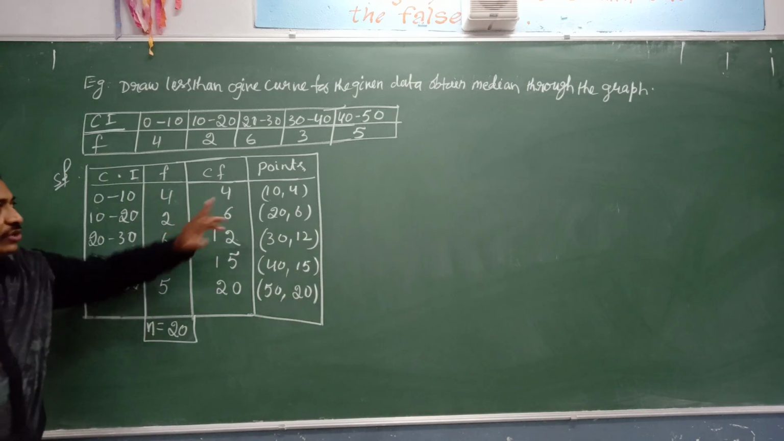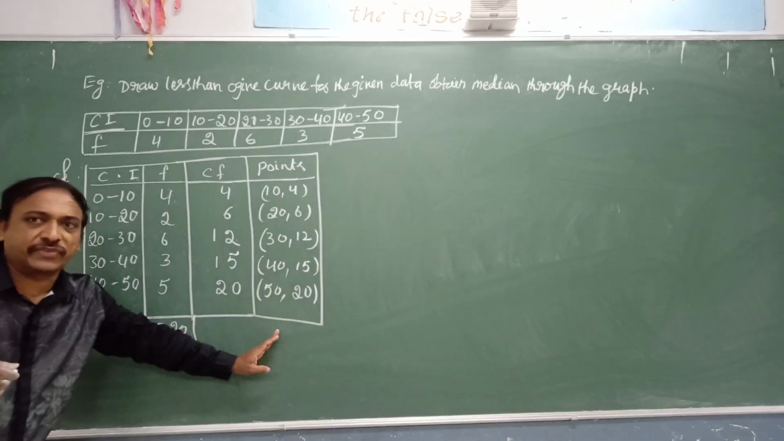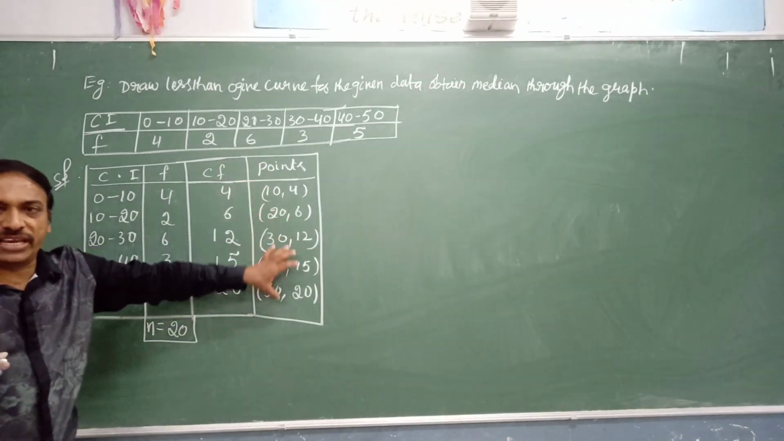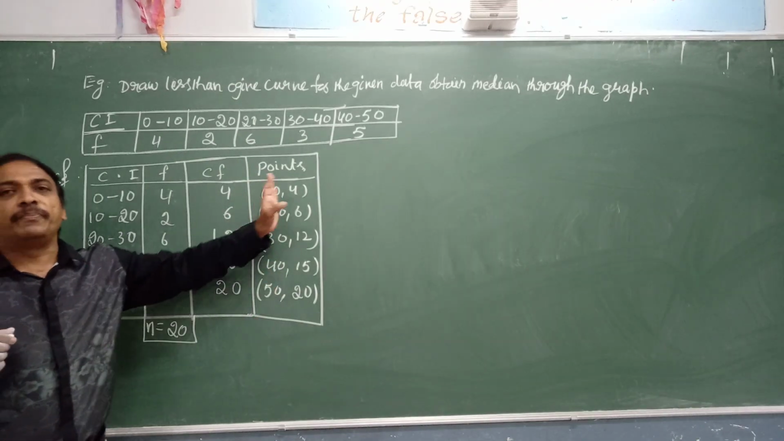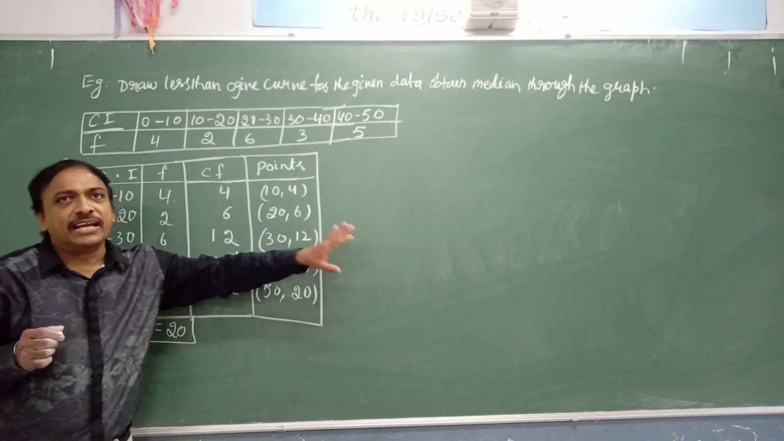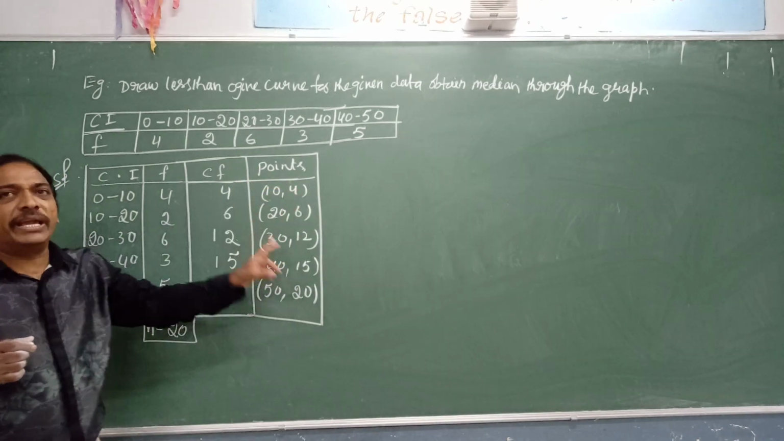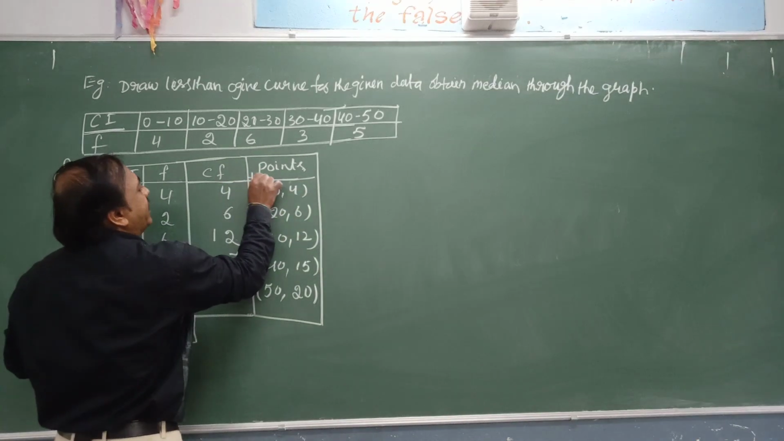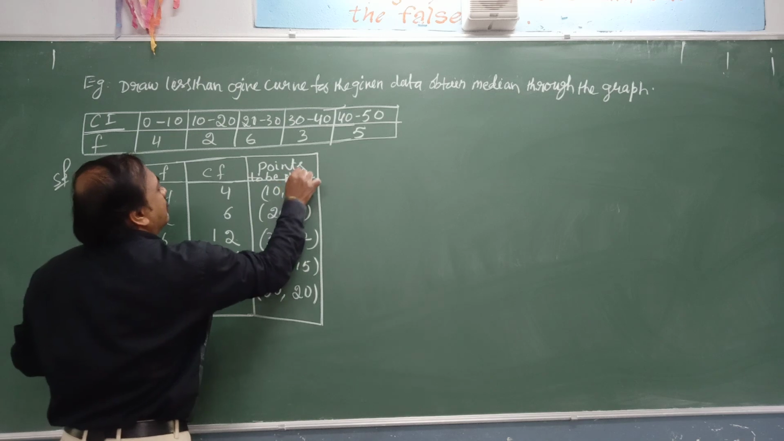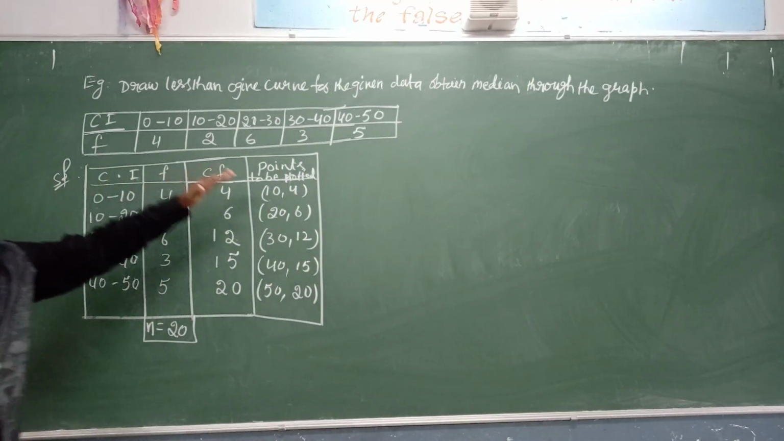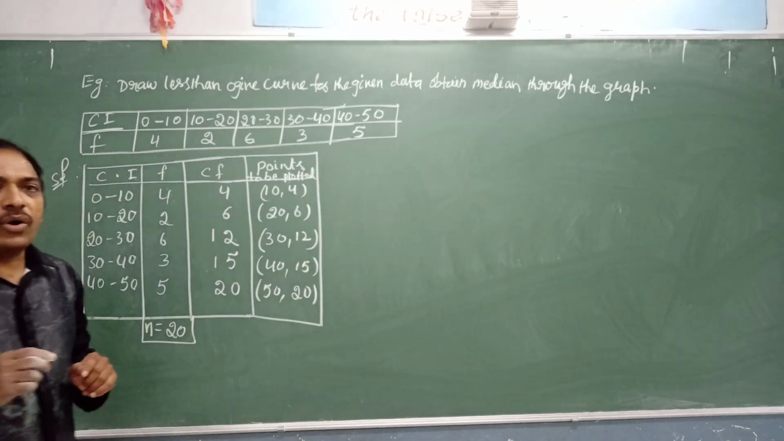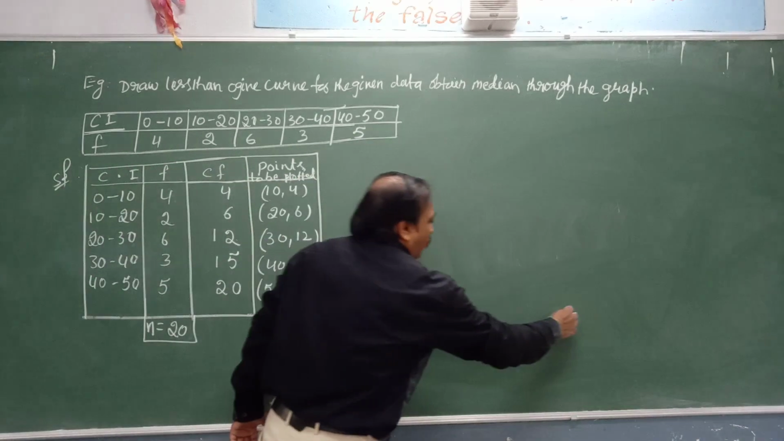Which points are we going to plot on the graph? These points we are going to plot. This is very important. You need to consider this now, to refer to the graph sheet to plot the points. These are the points we need to plot. Now on the x-axis, what are we taking?